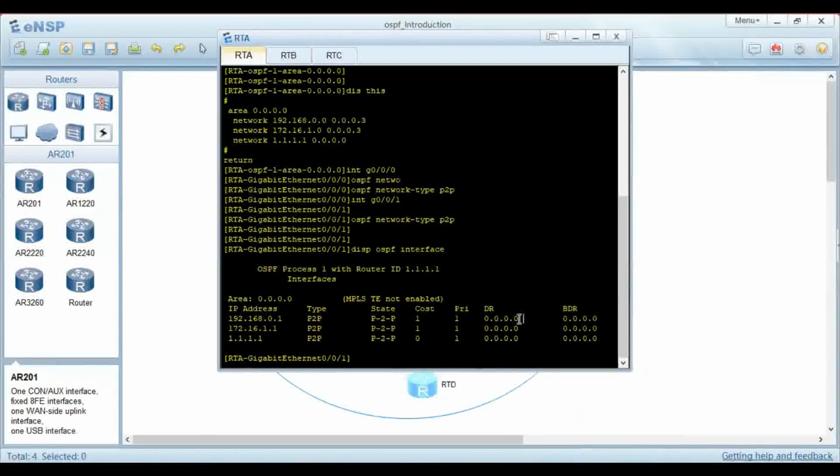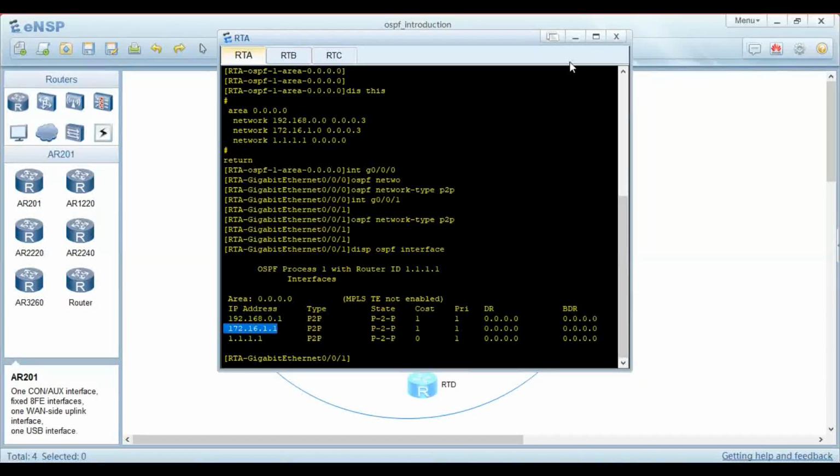If we head up, we'll talk about DR and BDR later, you'll see where they come into play. But here we are not having a broadcast network because we did this command. We prevented that broadcast network, so we're not having any DR or BDR. What is important for this command is that it tells us the interfaces that have been enabled for OSPF.